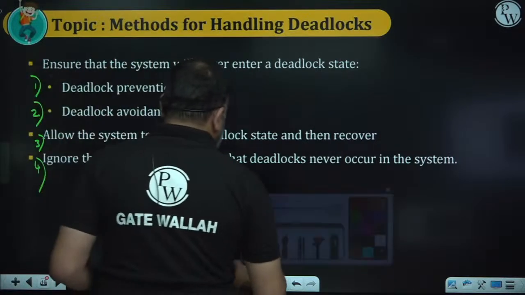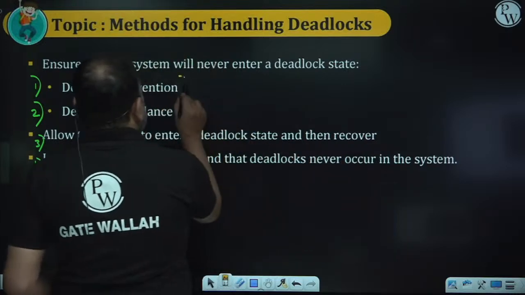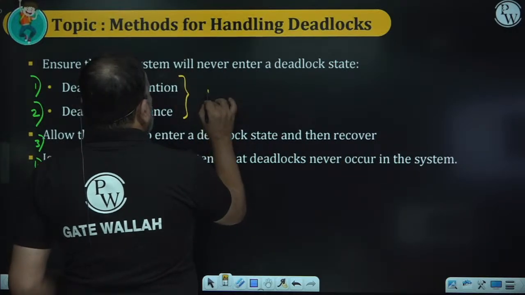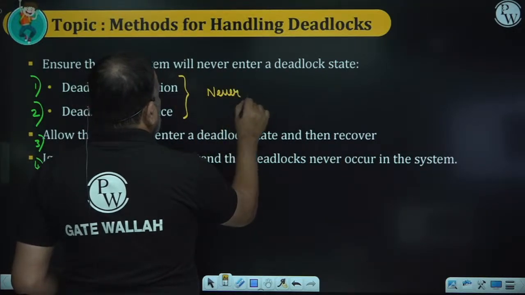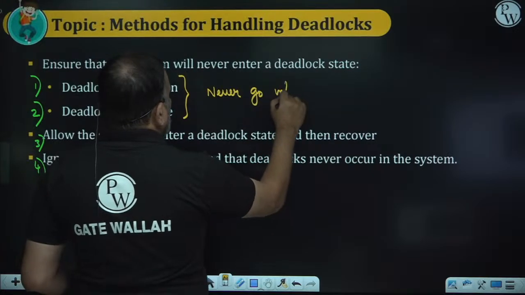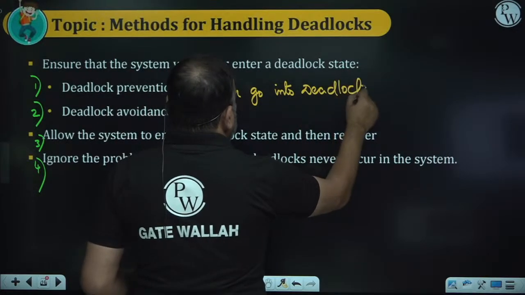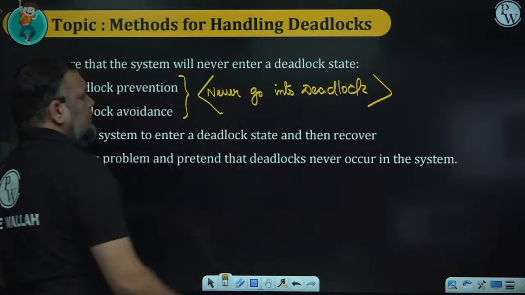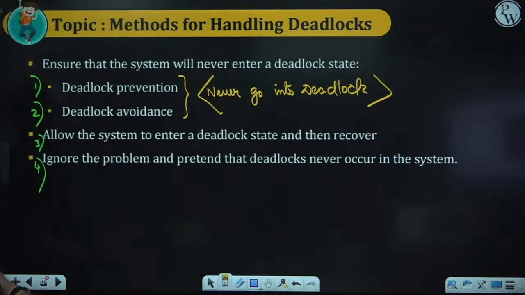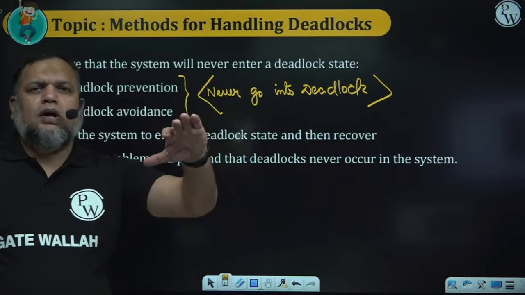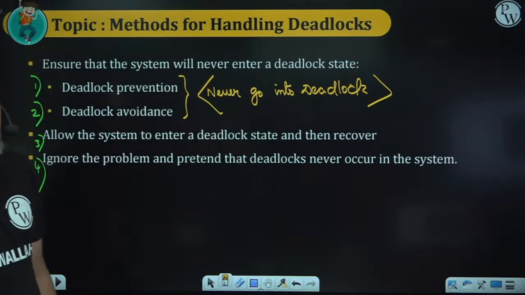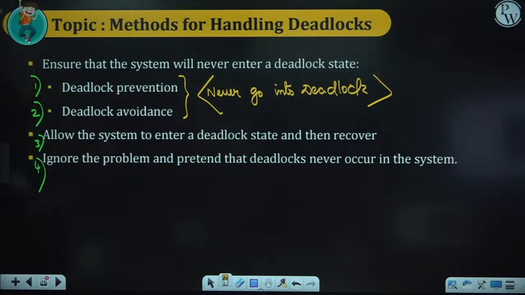Prevention and avoidance. If I use prevention and avoidance, it will make sure that system never go into deadlock. यहां पर deadlock कभी भी नहीं होगा अगर हम prevention या avoidance लेंगे। जैसा नाम बता रहा है आपको, prevent, avoid, मतलब deadlock will never happen if I use prevention and avoidance.